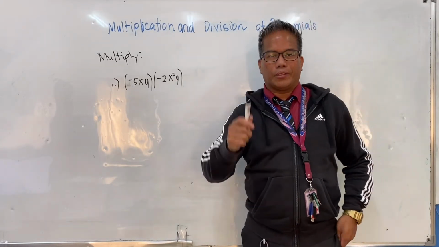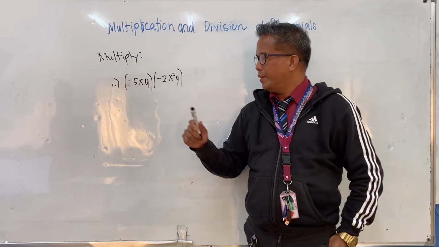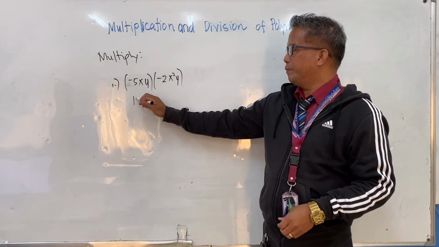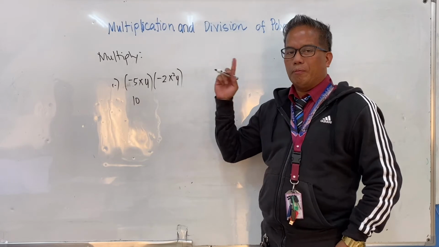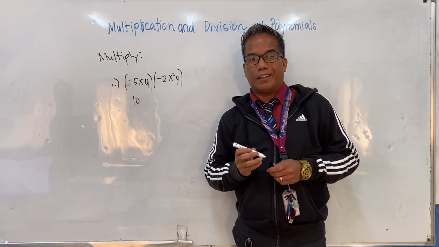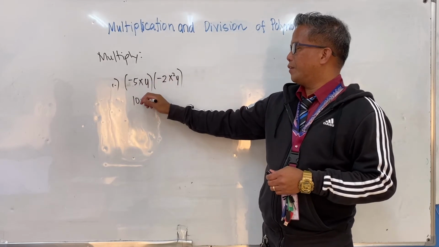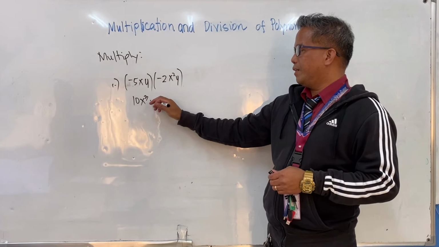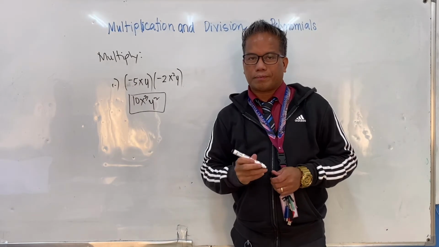So how to multiply this expression? First, in multiplication, you are going to multiply first the whole number. Negative 5 times negative 2 equals positive 10. Then x times x squared. When we multiply variables, we add the exponents. So understand there's 1 here, 1 plus 2 equals 3, so it will become x cubed. Then y times y, the answer will be y squared. So this is the answer.